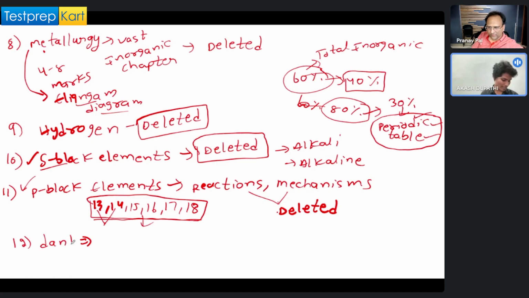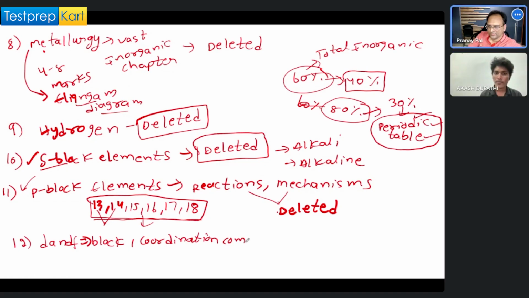And the next thing is D and F block. Yeah. D and F block. And the next thing is coordination compounds. Coordination compound is very easy to master, and the weightage is more than 8 marks every year. Okay. And easy to master also, sir.